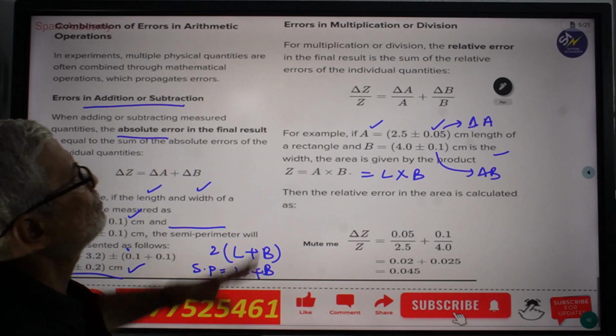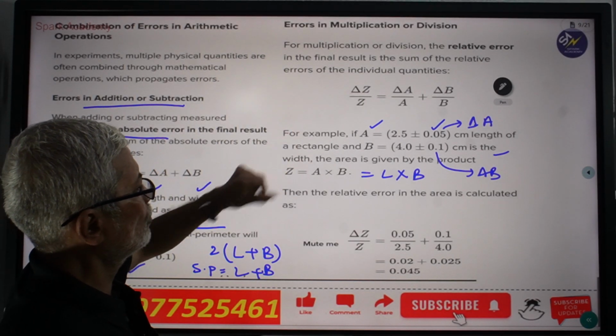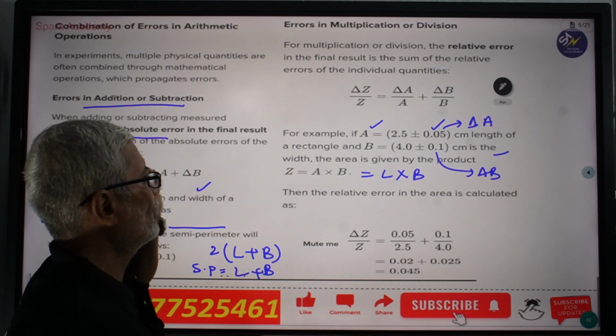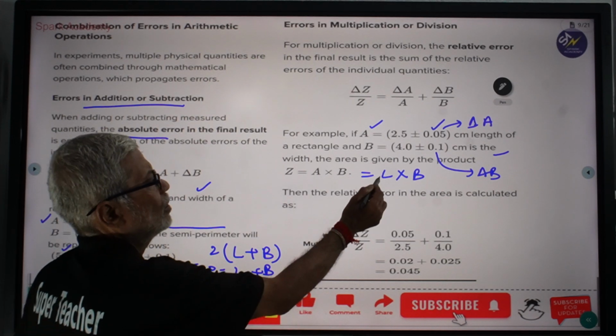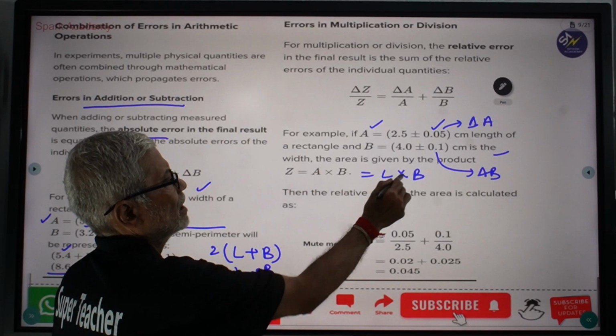Okay. Now let's say multiplication or division. Let's say you are asked to find the area of a rectangle. You know that the area of a rectangle is length into breadth. Suppose A stands for length and B stands for breadth.